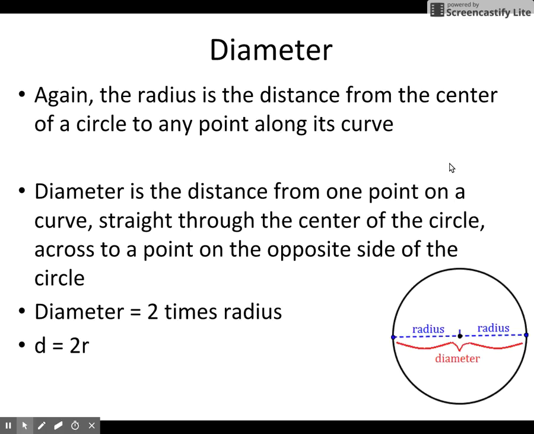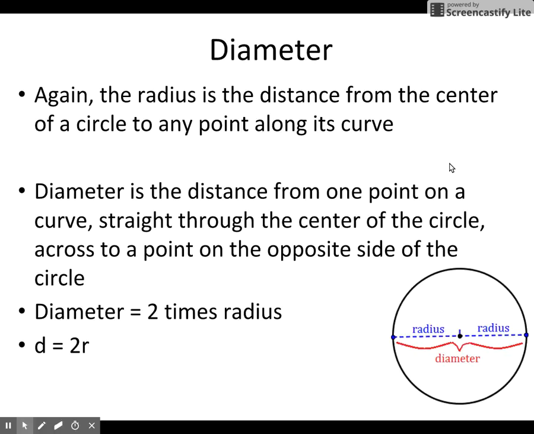Again, the radius is the distance from the center of a circle to any point along its curve. The diameter is the distance from one point on a curve straight through the center of a circle across to a point on the opposite side of the circle. A diameter is also a chord. The only difference is this one goes through the center. The diameter is represented as 2 times the radius, or d equals 2r.